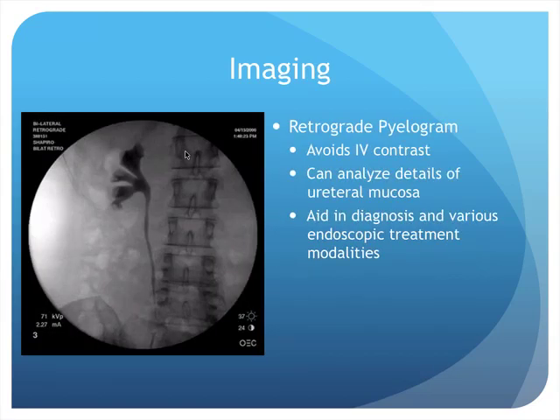Retrograde pyelogram is very useful because you avoid IV contrast altogether. Also, you can analyze the details of the ureteral mucosa, and this can aid as a surgical planning tool and assessment for various endoscopic modalities like dilatation and endoureterotomy, which we'll talk about in a bit.